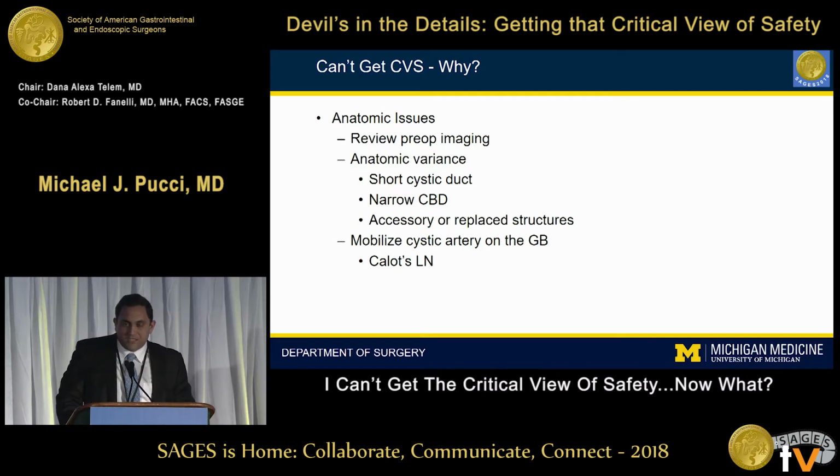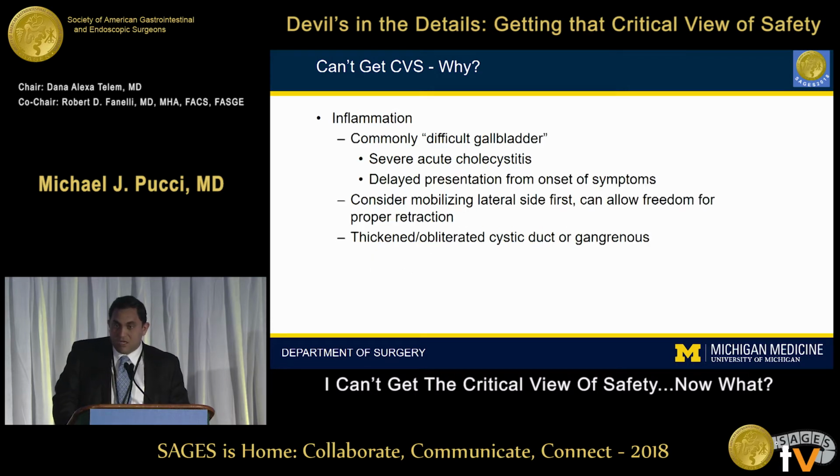One thing that I find helpful at times for vascular anatomy, if it's a little confusing, is to mobilize a cystic artery way high up on the gallbladder, so unequivocally it's the cystic artery and not a high-riding right hepatic. Of course, the Calot's node is also commonly a landmark that can be of help, but sometimes not practical.